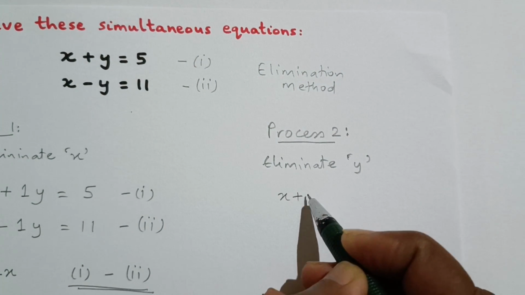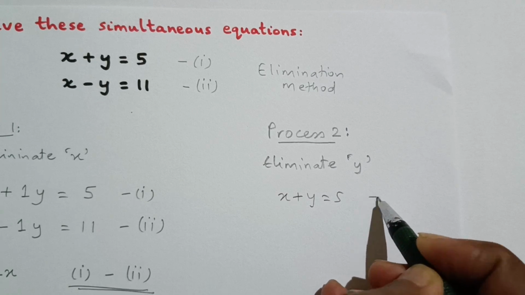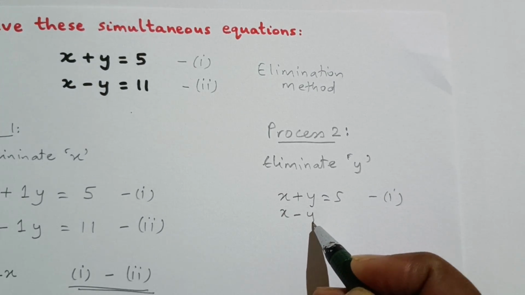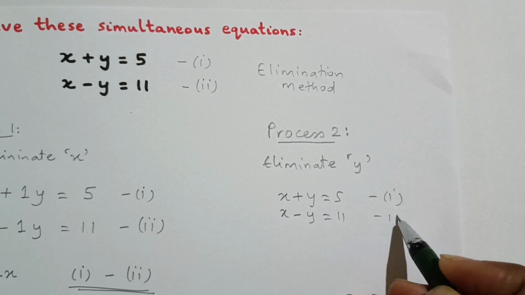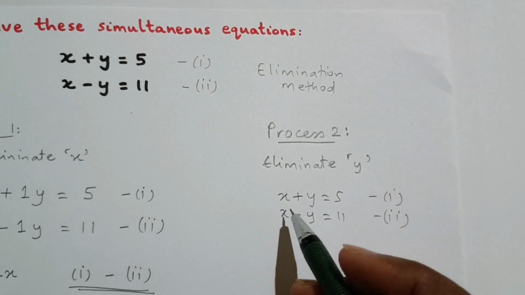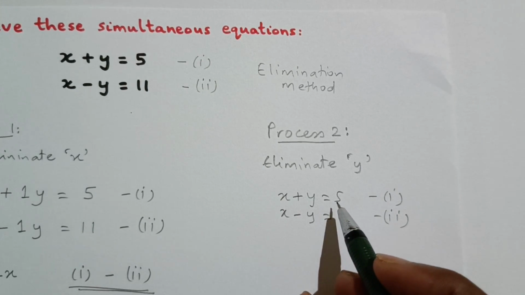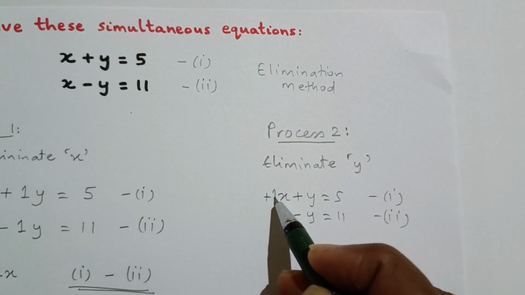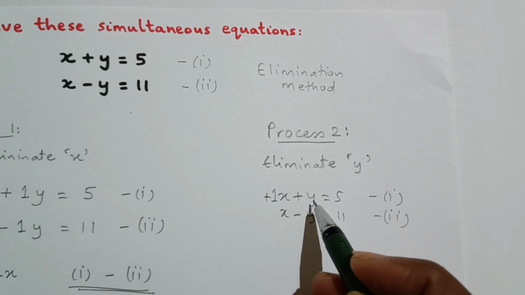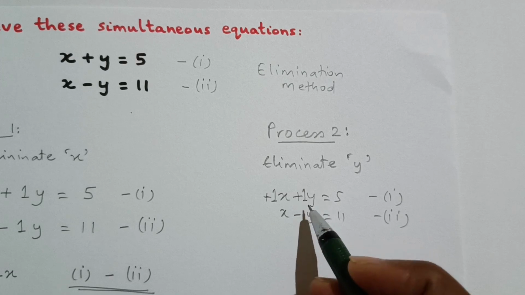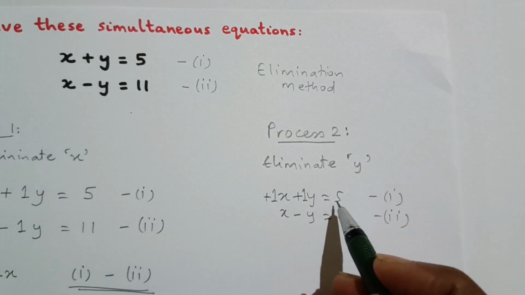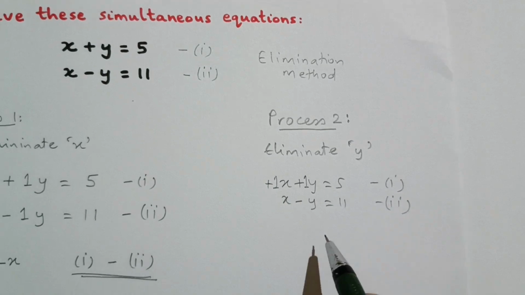So x plus y equals to 5. This is equation number 1. And x minus y equals to 11. This is equation number 2. Now x plus y equals to 5. X means plus 1x. Plus y means plus 1y. So plus 1x plus 1y equals to 5. This is equation number 1.